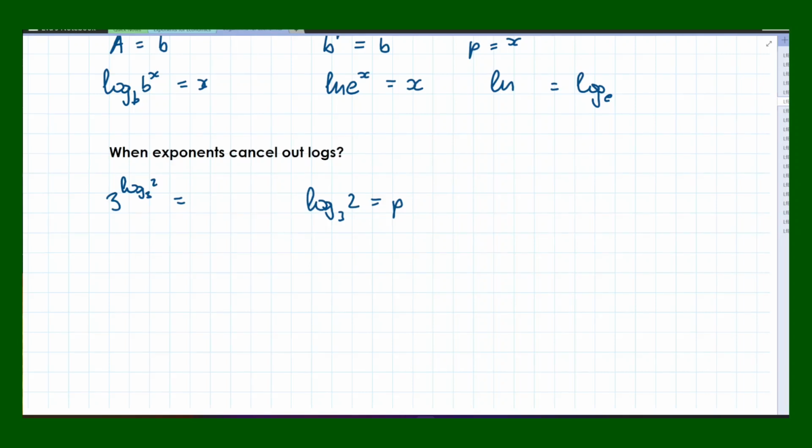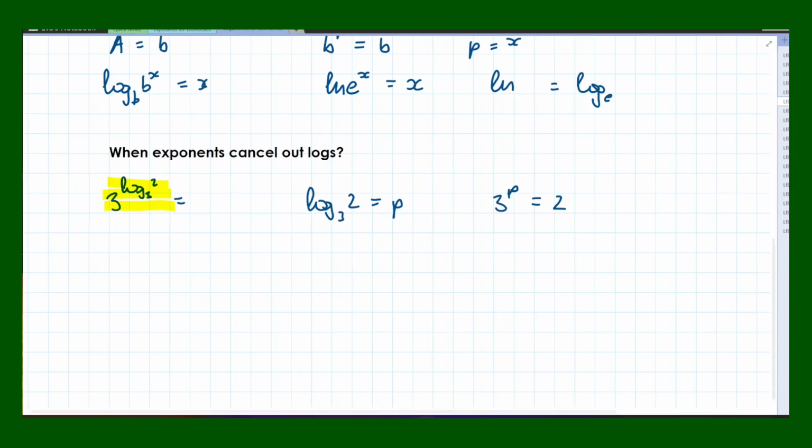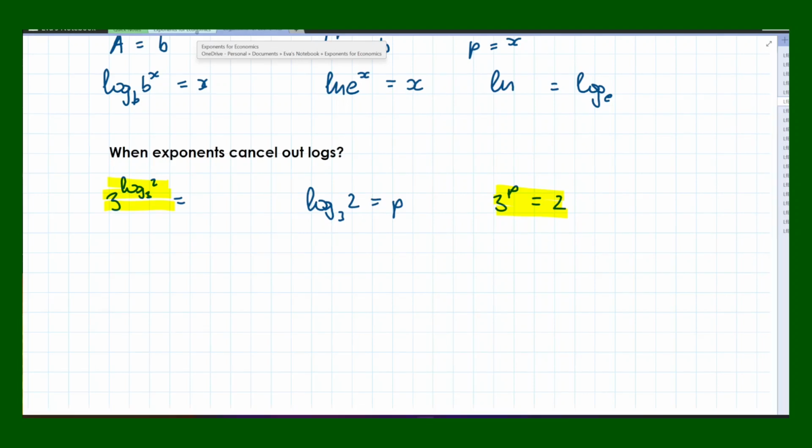Now remember the definition of the log. Log base 3 of 2 equals p if and only if 3 to the p is equal to 2. But now let's compare the first expression and the last expression. I know that this log in the exponent is equal to that p, but the whole expression 3 to the p is equal to 2. That also means that this whole expression, 3 to the log base 3 of 2, is just equal to 2.